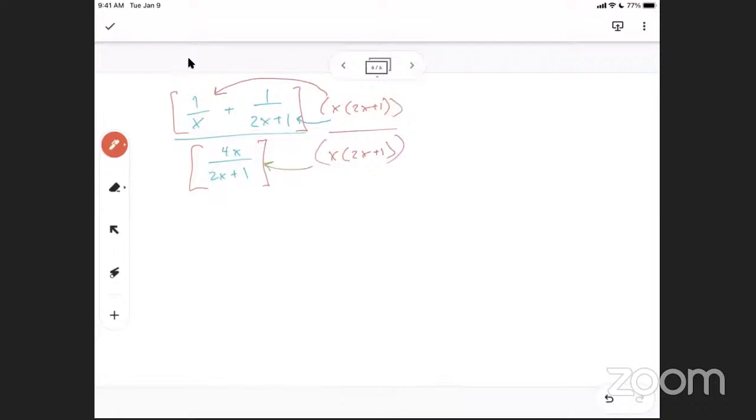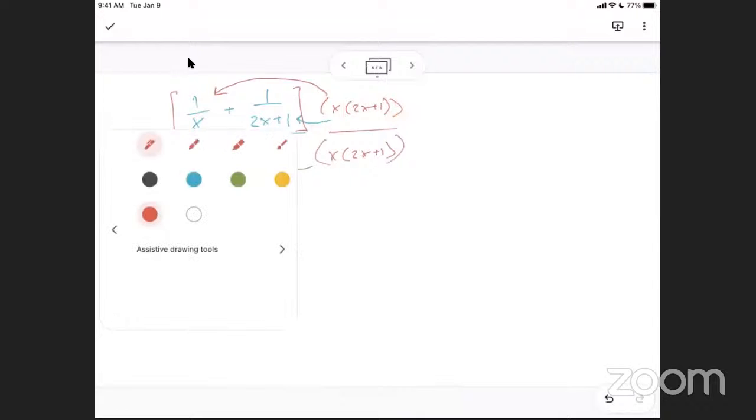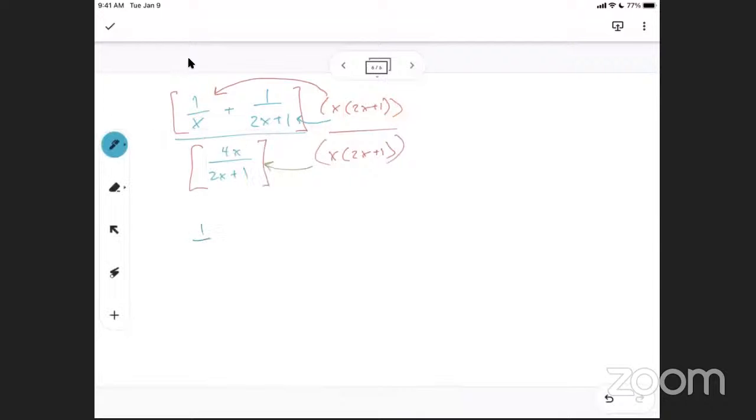When the x's cancel, when I multiply this into here, you're going to have 1 over 4. Wait, let me write this out because you guys are going to be confused if I don't. I can just tell. So I'm going to write 1/x, 2x plus 1, leaving lots of space here. And then on the bottom, I have 4x, 2x plus 1. So I'm multiplying x times 2x plus 1 into all of these.